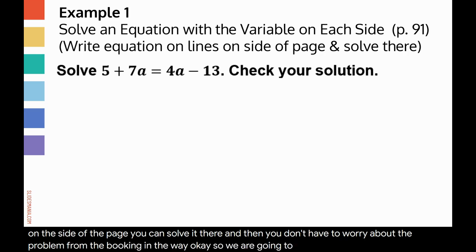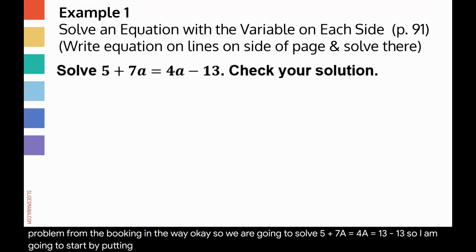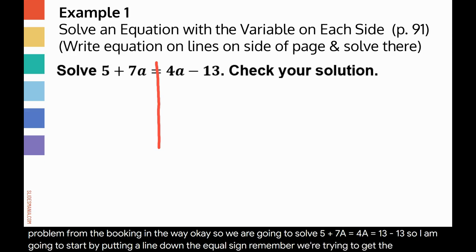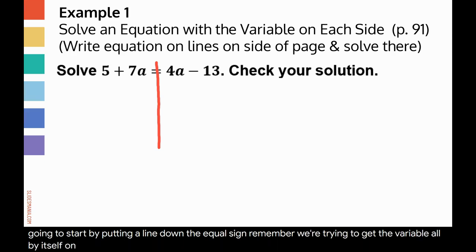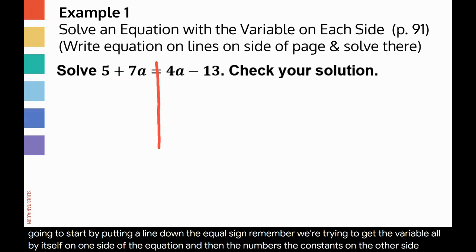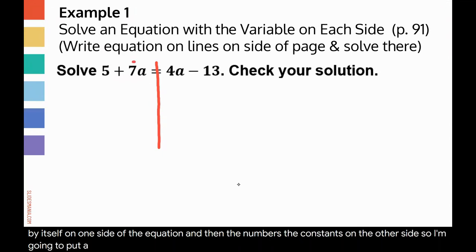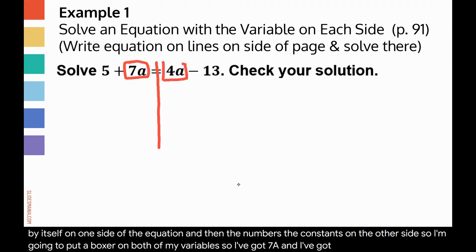Okay, so we are going to solve 5 plus 7a equals 4a minus 13. So I am going to start by putting a line down the equal sign. And remember, we're trying to get the variable all by itself on one side of the equation, and then the numbers, the constants, on the other side. So I'm going to put a box around both of my variables. So I've got 7a and I've got 4a.